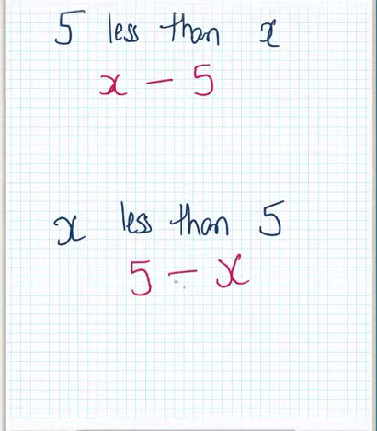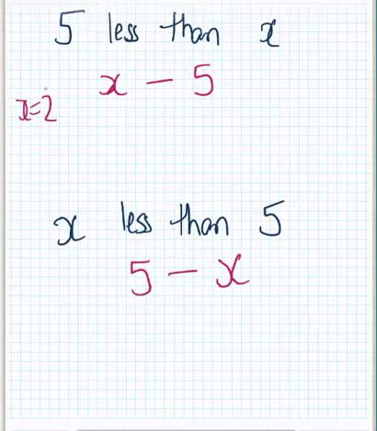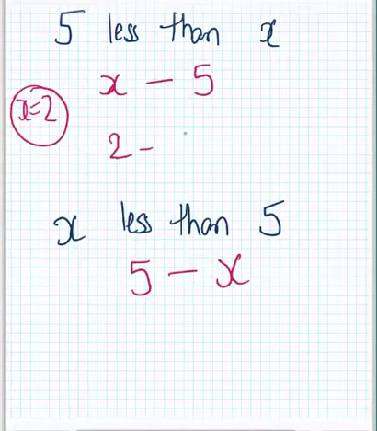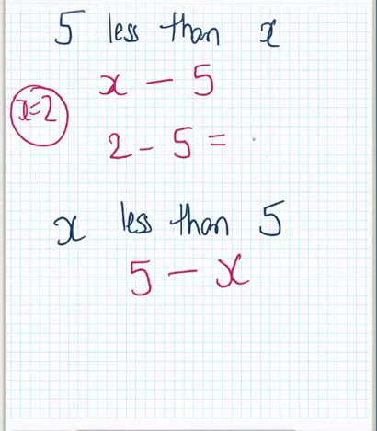Okay? And the reason why it's important with takeaway that it's in the right order is because if we just say x was 2 and I use substitution to check, if I had x is 2 here, I'd have 2 take away 5, which gives me 2 take away 5 is -3.